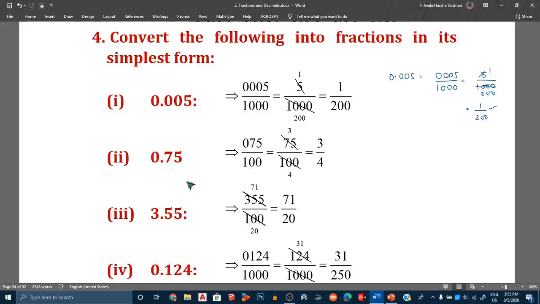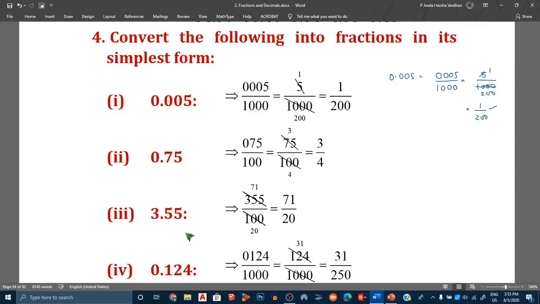So here 0.75 means how can I write this? 75 by 1 followed by 2 zeros. So now it is 75 by 100. You can cancel this with the 25 table. 25 3s are 75, 25 4s are 100, which is 3 by 4.